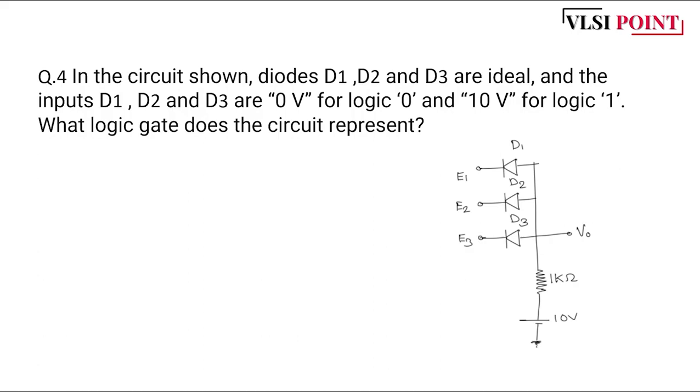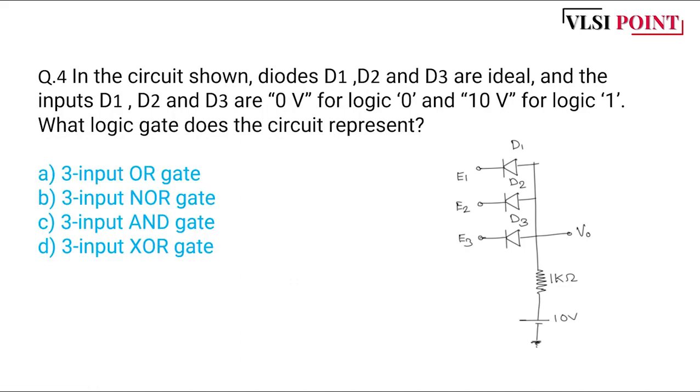Question number 4. In the circuit shown, diodes D1, D2 and D3 are ideal, and the inputs E1, E2, E3 are 0 volt for logic 0 and 10 volt for logic 1. What logic gate does the circuit represent? So basically they have provided a circuit having some diodes, one resistor, and one voltage source of 10 volt. Resistor value is 1K, and they are saying if the voltage is 0 volt the logic is 0, if it is 10 volt the logic is 1. So we have to find out by solving which logic gate this circuit represents.